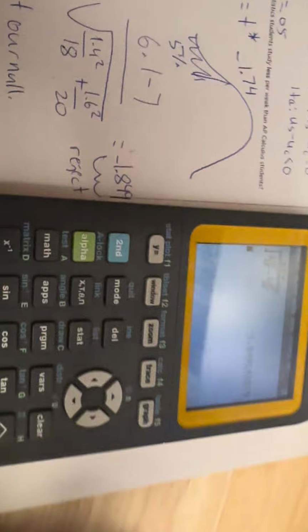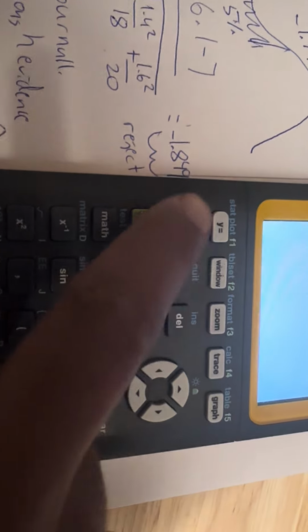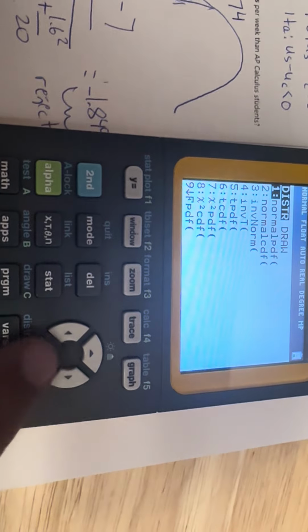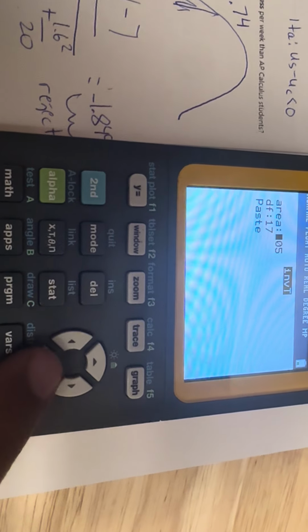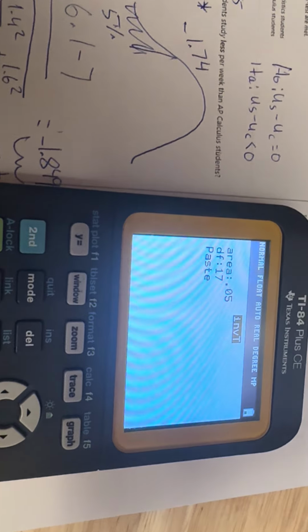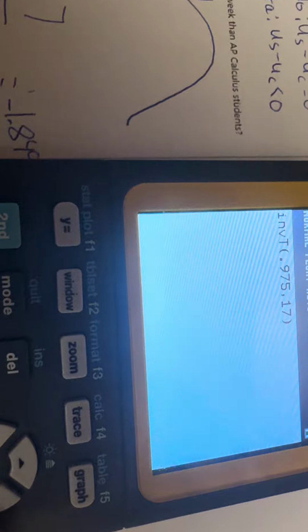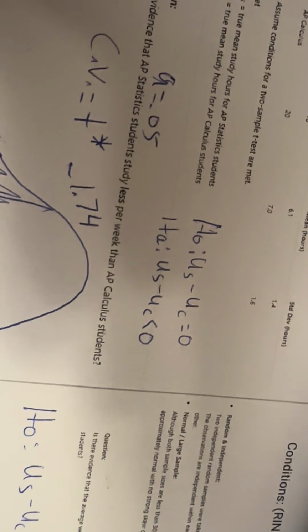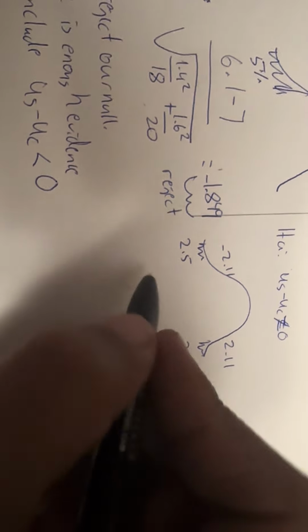So I have 5%, so I could have 2.5% here and 2.5% here. And now I do my inverse T. So I go to inverse T, and I'm going to put 0.975. And how many degrees of freedom do I have? I still have 17. So this time I have 2.11 and negative 2.11. And so I still do my t statistic.